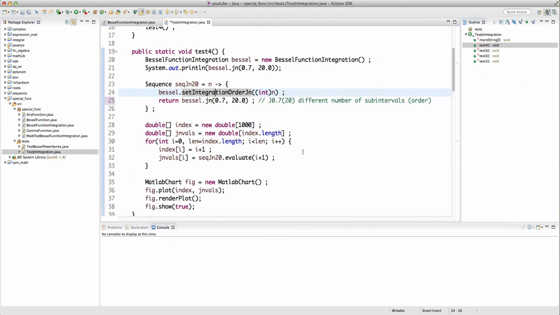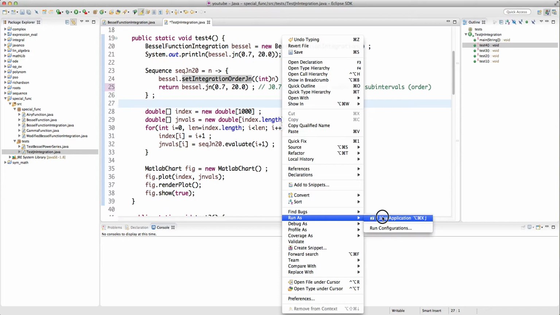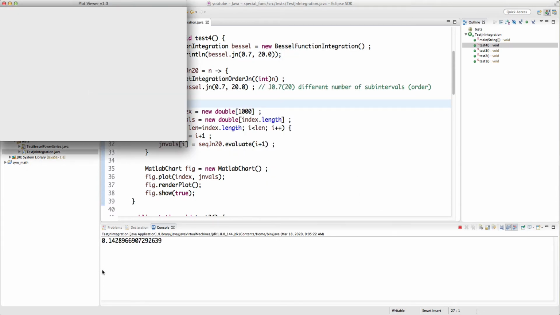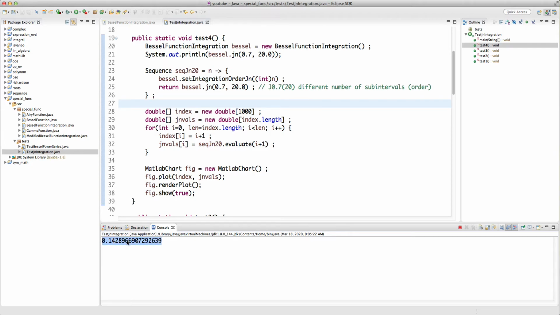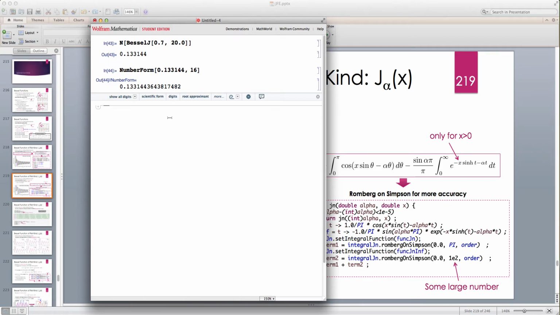All right, and then plotting the result. So the first thing here is the value of Bessel 0.7 at 20. Let's go back to Mathematica. We are getting 0.1428 96. Mathematica is returning 0.133144. So our calculation is not that accurate. And again, the main culprit is the second integral, which is the improper integral.